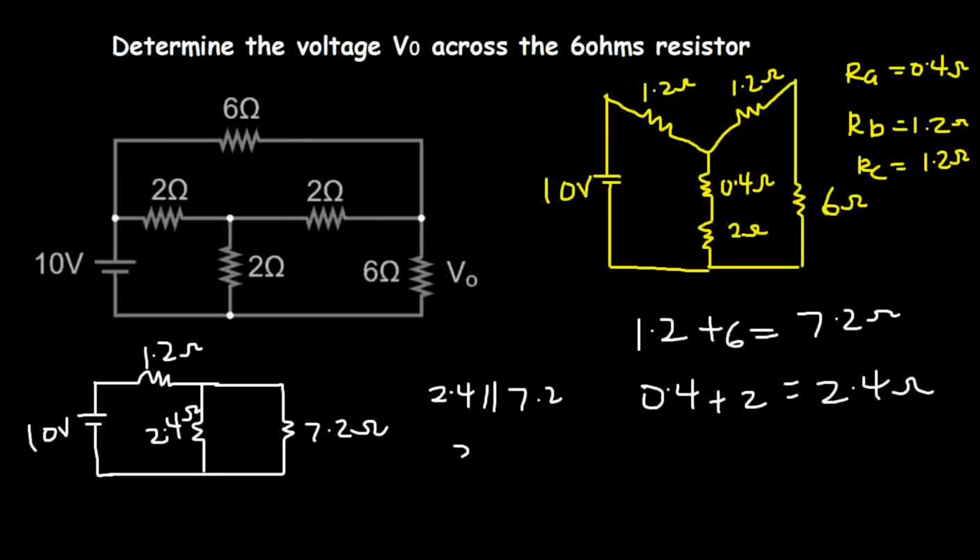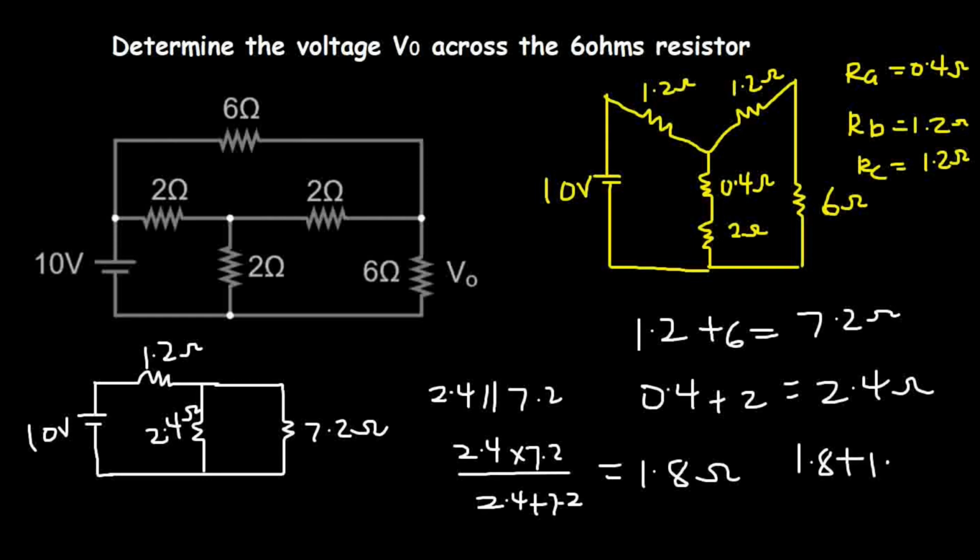So this will be equal to 2.4 times 7.2 divided by 2.4 plus 7.2. So let's see the value of this. That will be 2.4 times 7.2 divided by 2.4 plus 7.2. So this will give me a value of 1.8 ohms. Okay, that was 1.8 ohms, and then this will be in a series connection to the 1.2 ohms resistor. So that was 1.8 plus 1.2.